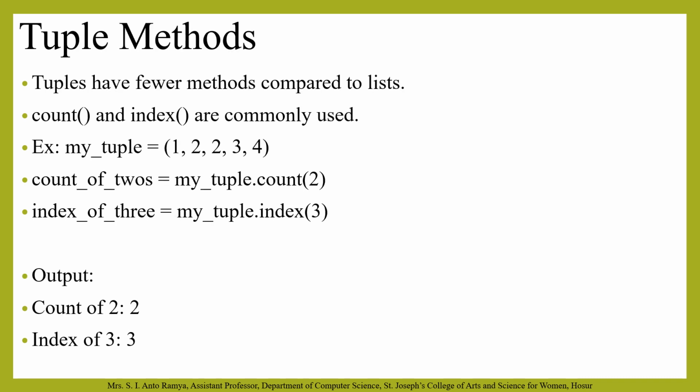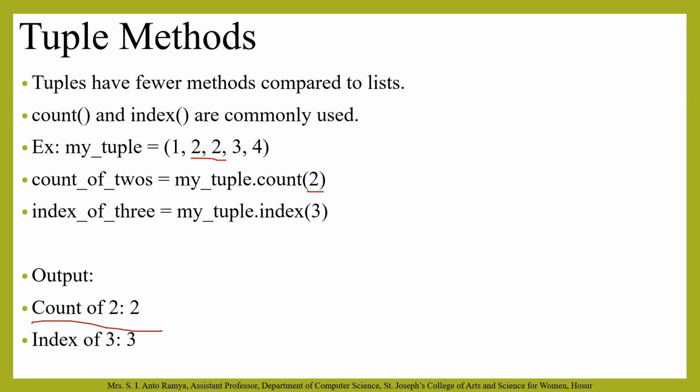Unlike lists, we have very few methods that can be used in tuples, and the most commonly used methods are count and index. Here is an example, my_tuple of 1, 2, 2, 3, 4. The first one we are going to use is the count function. count_of_2s is equal to my_tuple.count(2). We are going to count how many times the value 2 is occurring inside the tuple. How many times 2 is there is 2 times. So the output is count of 2 is 2.